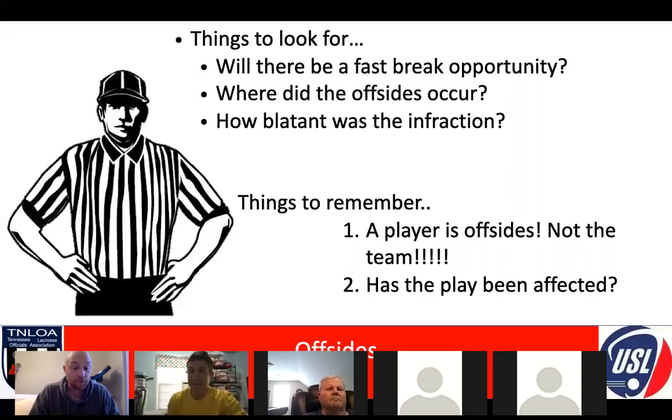And how blatant was the offside infraction? If it's just a toe, maybe don't call it. But if he completely steps offsides, call it. Things to remember: a player is offsides, not the team. If one player goes offsides, goes back across midfield, and the coach says just go, just go, because you're offsides already, and another player goes, there's two people offsides now. Offsides is a player foul, not a team foul.